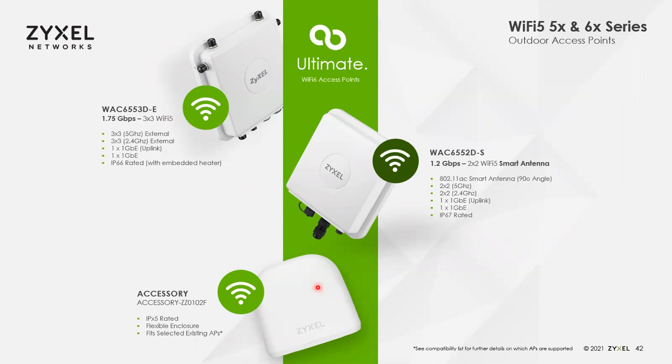And then we've got this outdoor enclosure, which you can use on a number of our APs, including some of our Wi-Fi 6 APs, to help weatherproof them for mounting them outdoors. So if you don't want to buy a dedicated outdoor AP, these will help reduce the exposure to dust and moisture, so you can use indoor APs outdoors in a lot of scenarios.